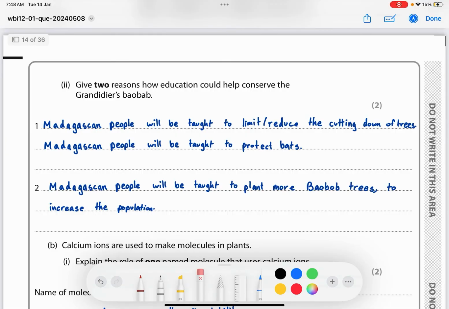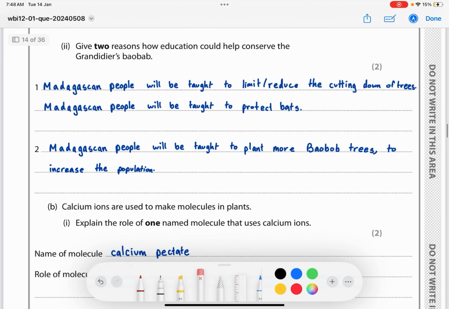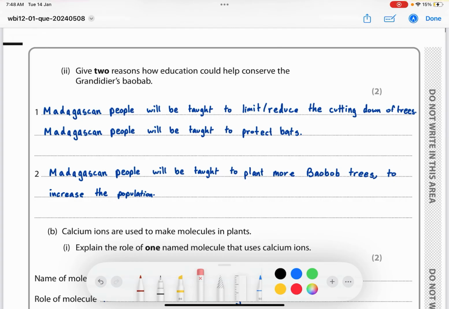So now let's move on to part 2. Give 2 reasons how education could help conserve the Grandidier's baobab. The first point I wrote was Madagascan people will be taught to limit or reduce the cutting down of trees. It's pretty self-understandable. Second point is Madagascan people will be taught to protect bats because the more bats we have, the more pollen carriers we have. Therefore, more trees will be produced. And the last point I've written is Madagascan people will be taught to plant more baobab trees to increase the population.